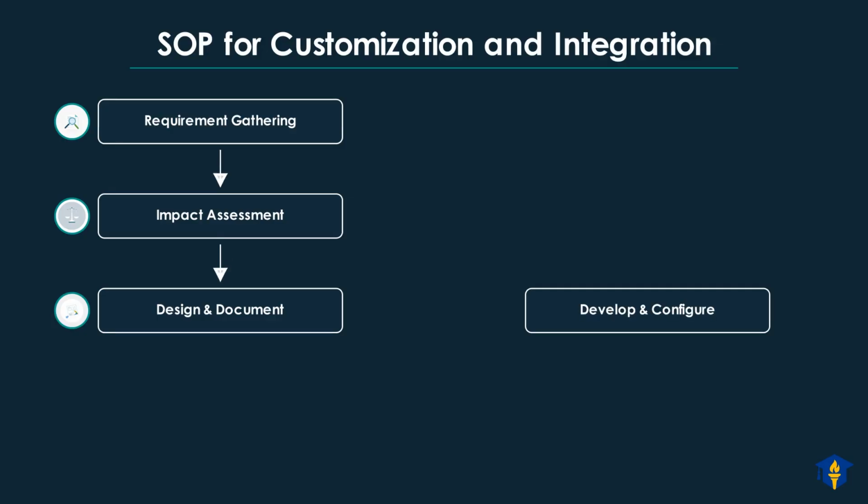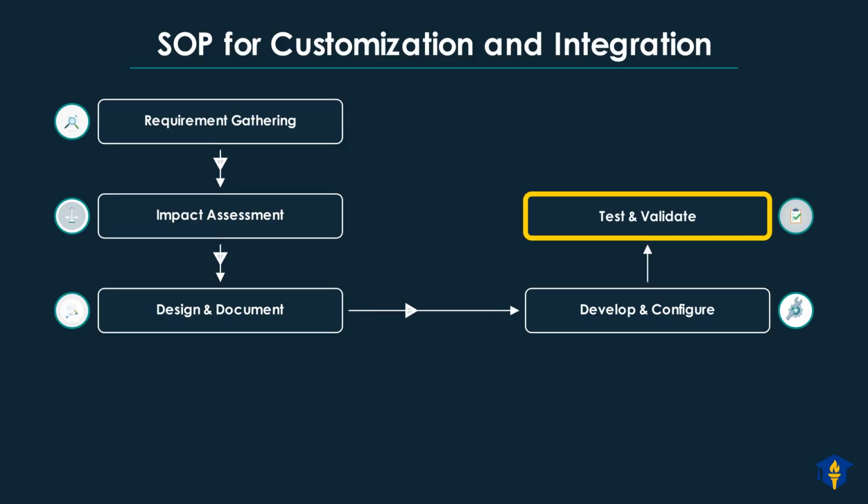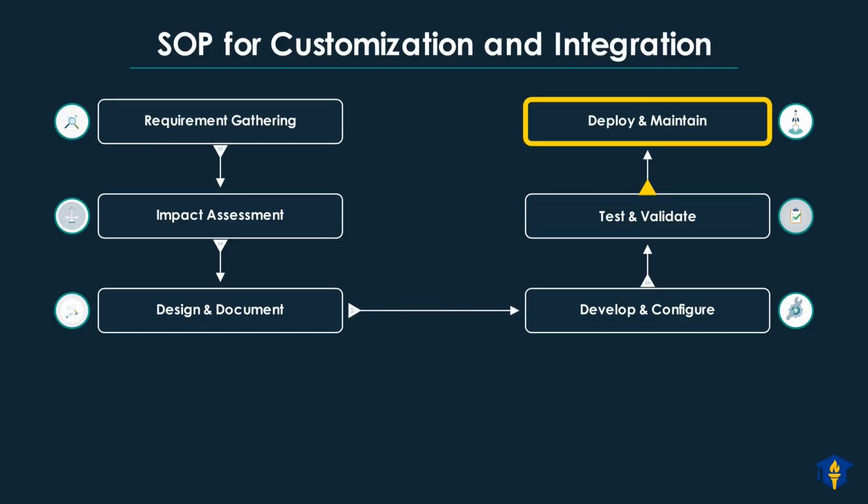Following design, you'll develop the necessary components and configure the system accordingly. After development, rigorous testing and validation are essential to ensure everything works correctly. Finally, deploy the changes to production and establish a plan for ongoing maintenance.